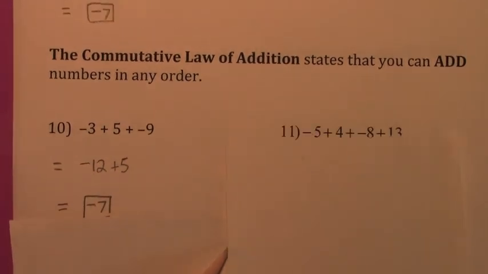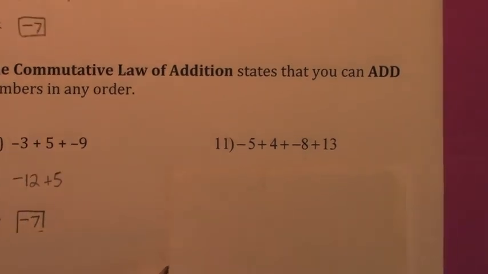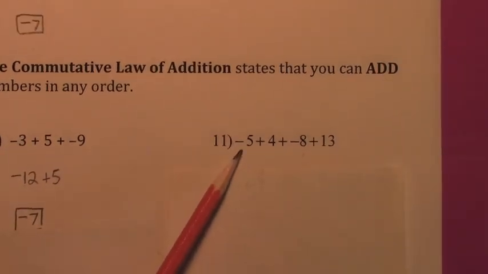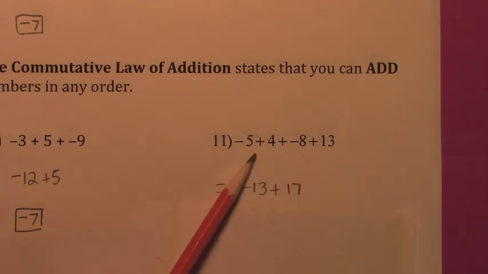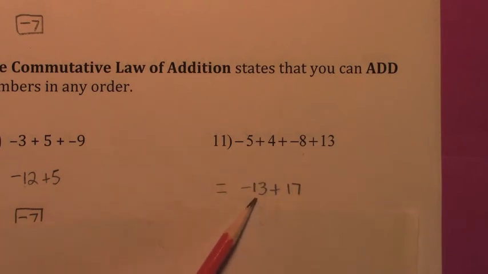-7. All right, so this one, let's see. If you were to add the two negatives here, you don't have to do it this way, but I think it's a little easier. Maybe you agree. -5 plus -8 is -13. And then the 4 plus the 13 is 17. Your final answer is going to be positive, isn't it? Because the 17 is bigger than 13, you get 4.